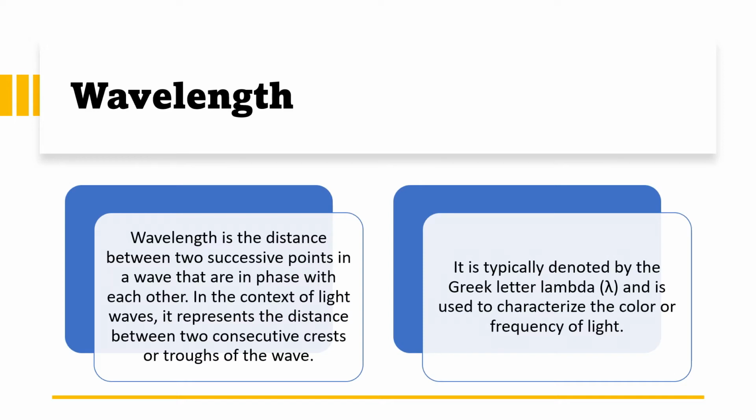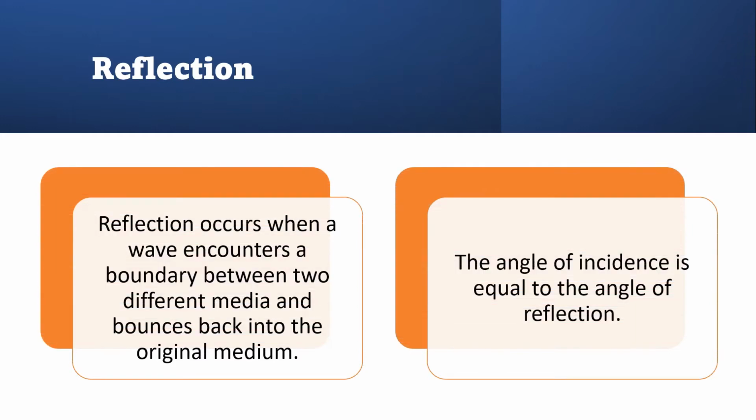Reflection occurs when a wave encounters a boundary between two different media and bounces back into the original medium. The angle of incidence is equal to the angle of reflection. Examples include how light bounces off a mirror or how sound echoes off a wall.